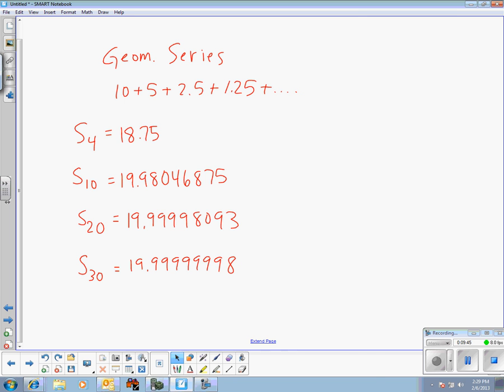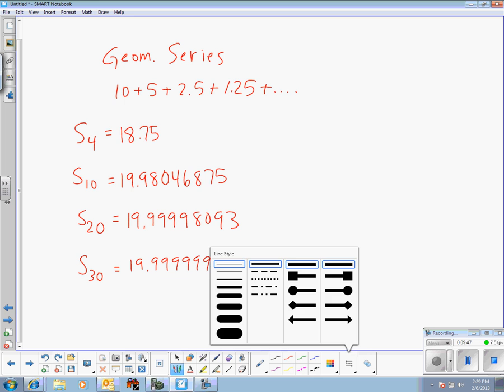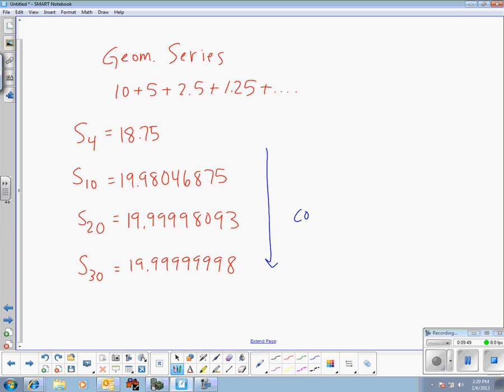So what's going on here is we would say that this series is converging to 20. All right, to converge means to never stop getting closer to 20, but also never quite reach 20. It's just like an asymptote on a graph. I could add up these terms forever and ever and ever and never get over 20.